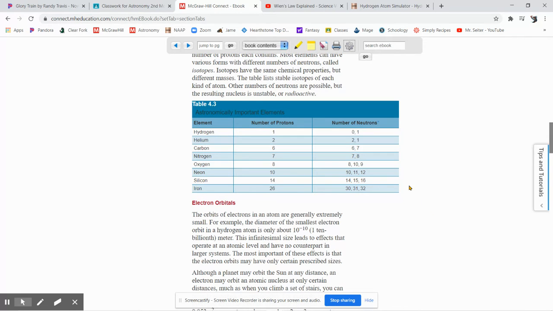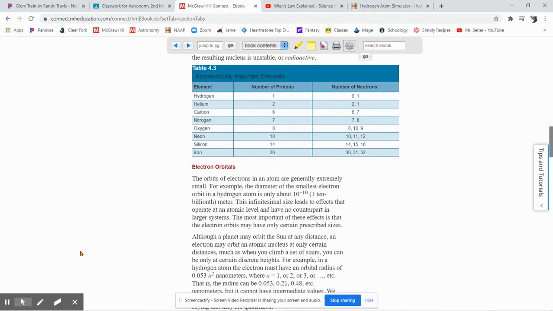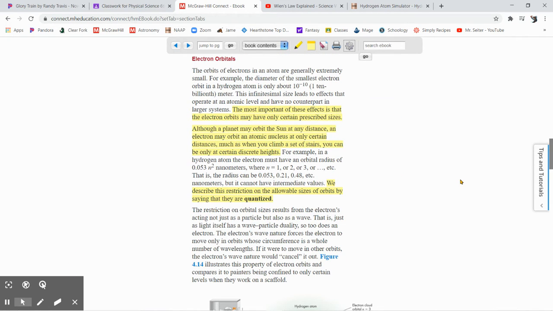Now, here are some of the elements we've been talking about. Hydrogen, helium, here's the number of protons, and usually the number of electrons also. Neutrons, again, can vary, and when we have a variant of neutrons, it is an isotope. We call those isotopes.